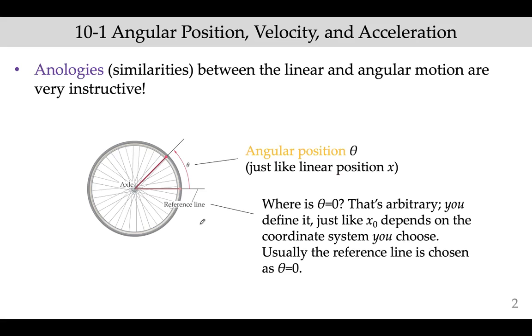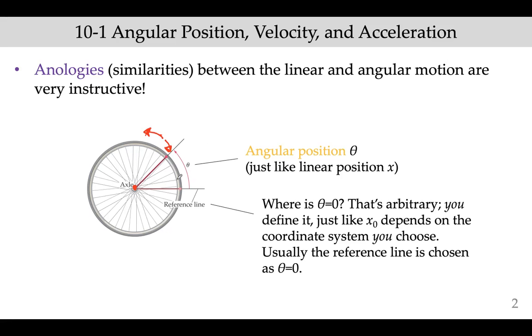To understand rotational motion, it's best to go with analogies between the linear and angular motion. They're very useful. For example, in rotational motion, think about this as a bicycle wheel. It's not moving to the left or right, up or down. It's only rotating around its axis. So this is the axis of rotation. It's rotating this way or this way.